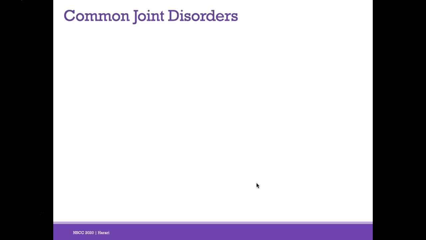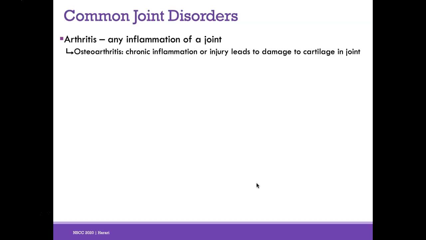So that's the end of most of the general types of joints. We'll dive a little deeper into the specific names of joints when we talk about the muscular system and when we tie it all together after chapter 11. So arthritis is a common joint disorder that refers to when a joint is inflamed. You can have osteoarthritis. That's chronic inflammation or injury that leads to the damaging of cartilage in the joint. So a lot of times the articular cartilage of a joint gets inflamed because of injury or some other kind of disorder that leads to inflammation, and that causes osteoarthritis.